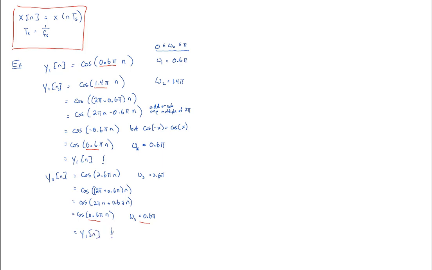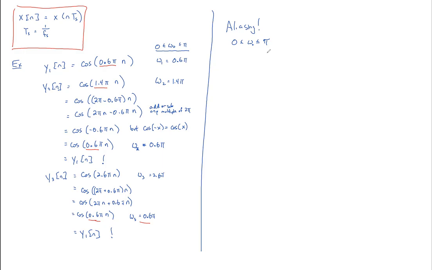So these are three apparently different signals, and they would be completely different signals in continuous time, but in discrete time, they're all the exact same signal because of something called aliasing, which is what happens when your frequency is not in that range, and it's equivalent to something that is in that range. Okay, that's it for the material.